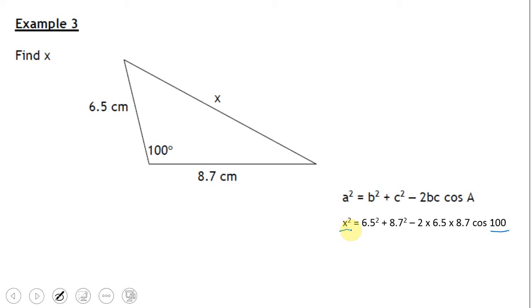The b and the c, it doesn't matter if you assign them to 6.5 or 8.7 or vice versa. So we end up with x squared equals 6.5 squared plus 8.7 squared minus 2 times 6.5 times 8.7 cos of 100 degrees. Calculating, we get x squared equals 137.57, and the calculator goes on for several decimal places. Square rooting it immediately in your calculator gives you x equals 11.7 centimetres to 3 significant figures.